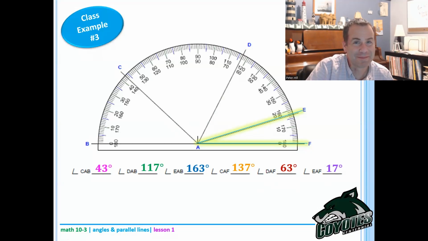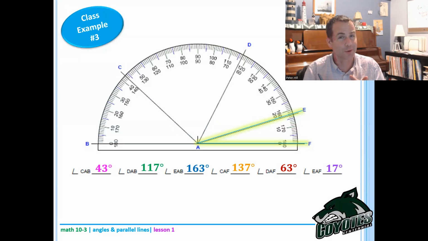How you doing? All right. This can be frustrating at the beginning, okay? Move your protractor around, get it comfy before you start reading the scale. So there's a couple things going on with protractors. You have to get it situated so that the vertex is right in the center of your protractor, and the bottom line of your protractor has to be on one line of your angle.